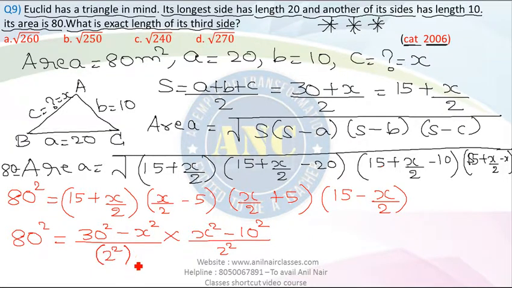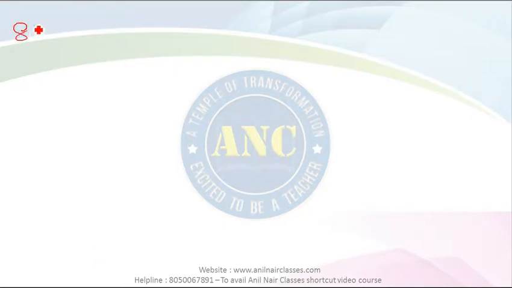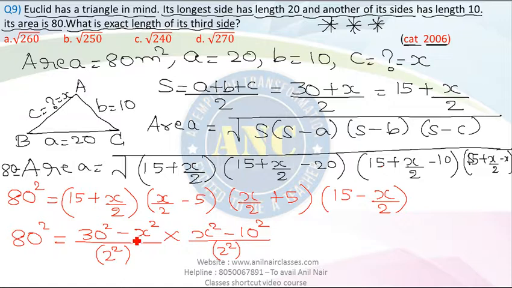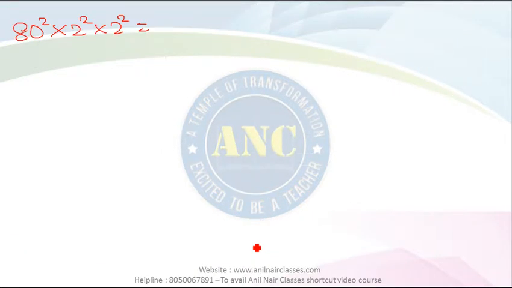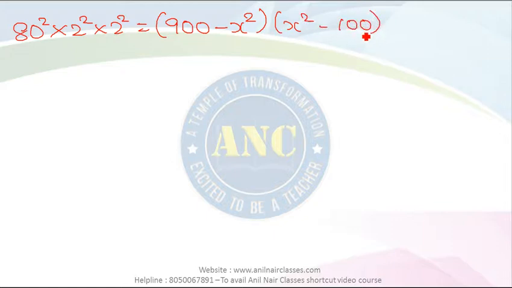So this 2 square into 2 square cross multiply to the left hand side. This becomes 80 square into 2 square into 2 square. Right hand side is 30 square minus X square into X square minus 10 square. When I simplify that, 30 square minus X square is 900 minus X square into X square minus 10 square is 100. Sir, it is becoming very lengthy, right, sir? Because X square into X square becomes X power 4. It becomes a biquadratic equation.